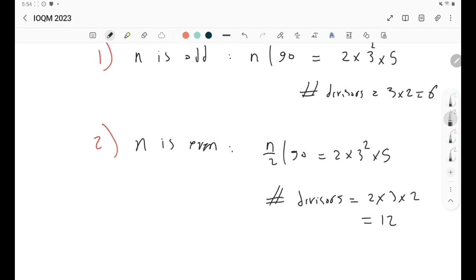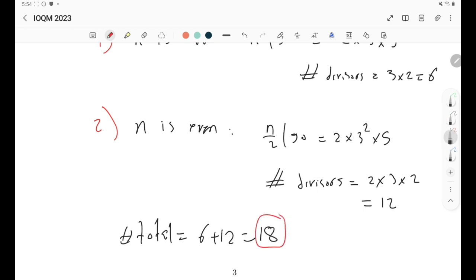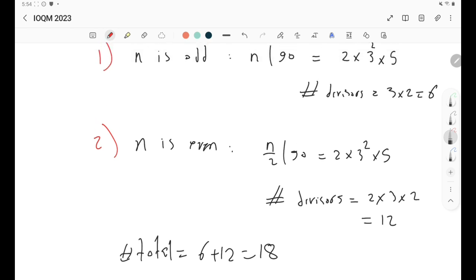So now the final answer, or the total, let's say, is going to be 6 plus 12, and that's 18. We're done. Actually, no, we're not done.